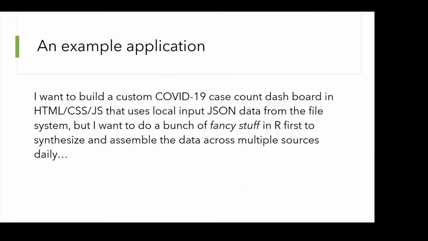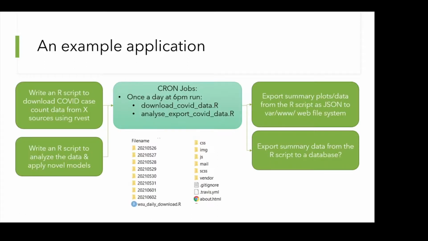So let's think about a theoretical example application. Let's say you wanted to make a COVID case count dashboard using just static files, so only HTML, CSS, and JavaScript, but it's going to use some local JSON data from the file system to display the data. Before it loads the JSON data, you want R to download the data from your external sources, and do some fancy synthesis, analysis, and modeling from these sources daily.